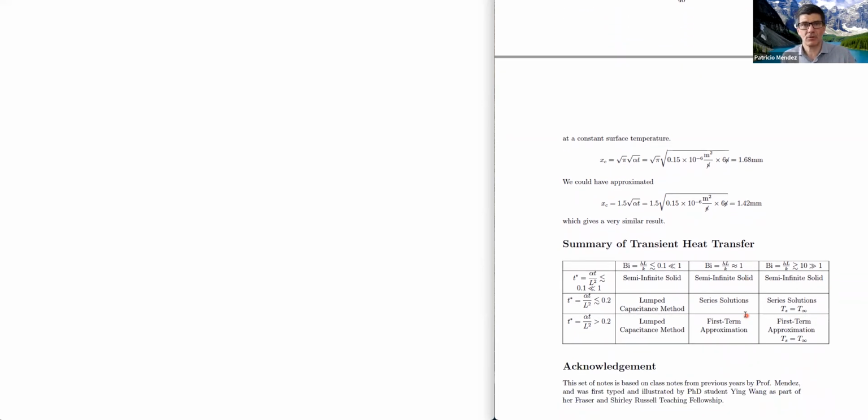Everything we have discussed so far is in this table here, and it tells you when to use lumped capacitance, when to use the first term of the solution, or when to use the semi-infinite solid. It's 1:50. I'm going to stop here. With this, we wrap up transient conduction.